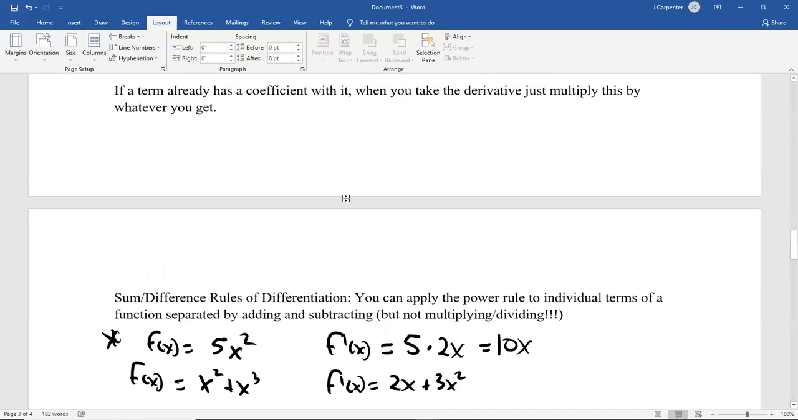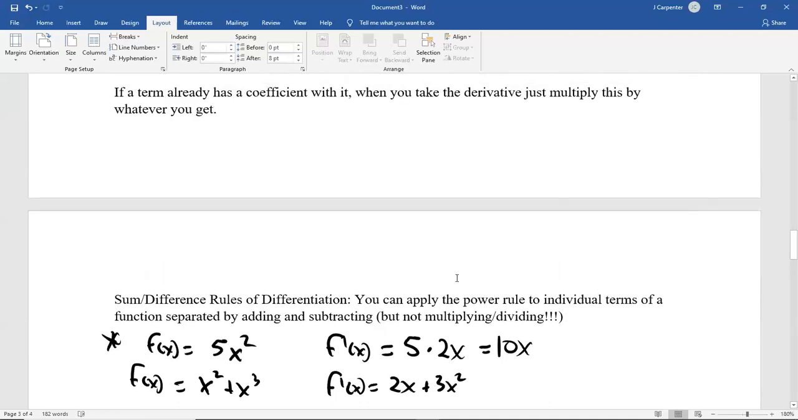That's what these last two statements say. If there's a coefficient, multiply the coefficient by whatever you get. If there are pluses and minuses, just do the terms individually. If there are products or quotients, there's a whole other section for that, spoiler alert.